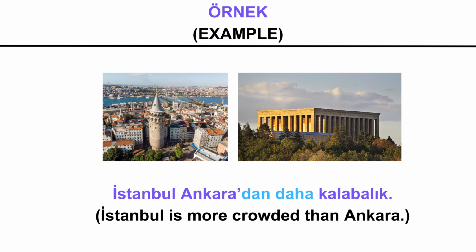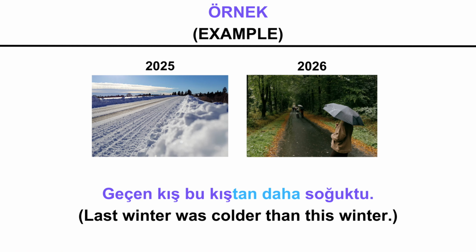İstanbul, Ankara'dan daha kalabalık. Istanbul is more crowded than Ankara. Geçen kış bu kıştan daha soğuktu. Last winter was colder than this winter. As you can see, kış is winter. It ends with ş. That's why we added t. So we added tan, daha rather than dan, daha.